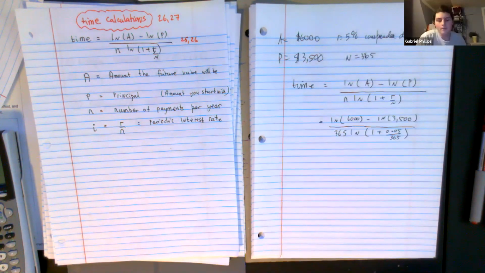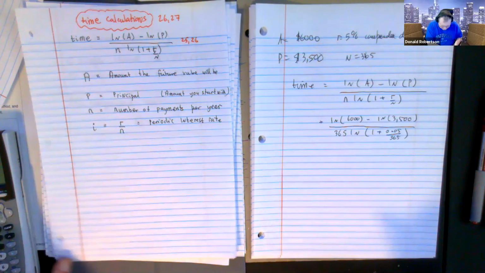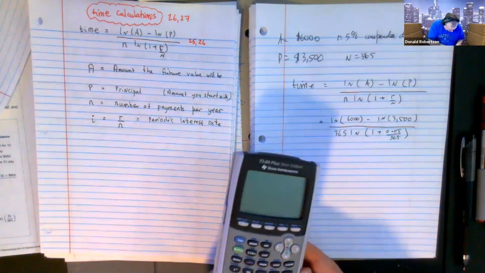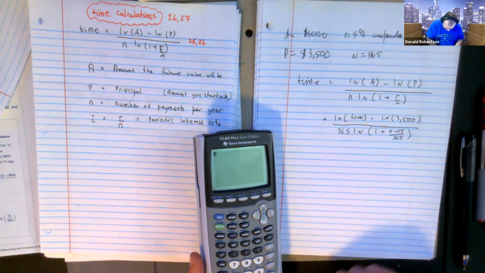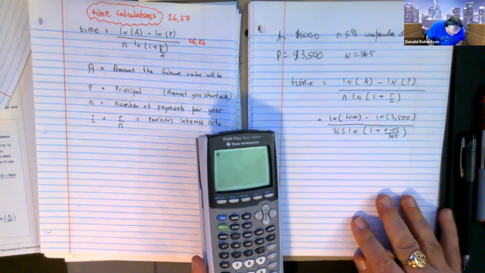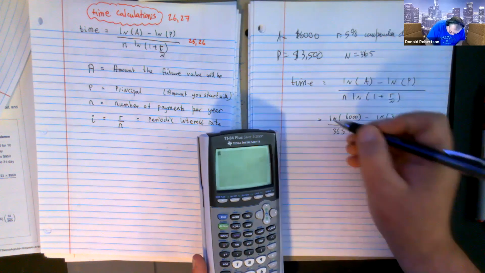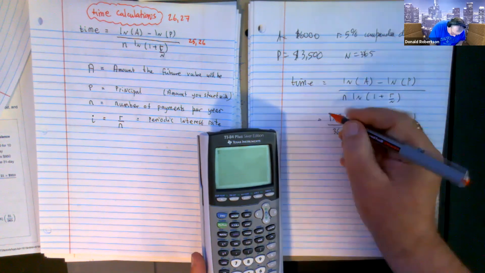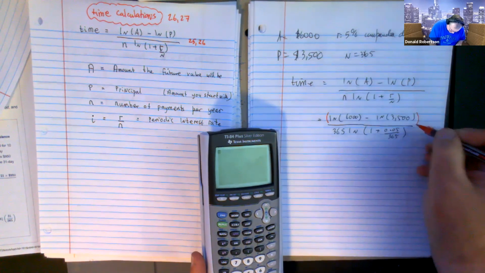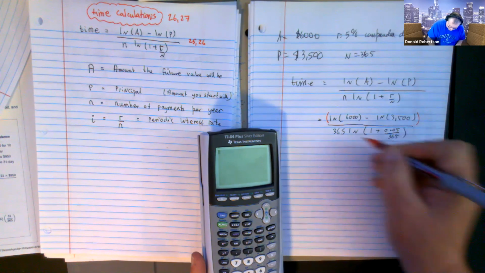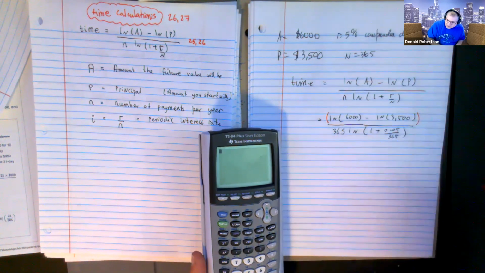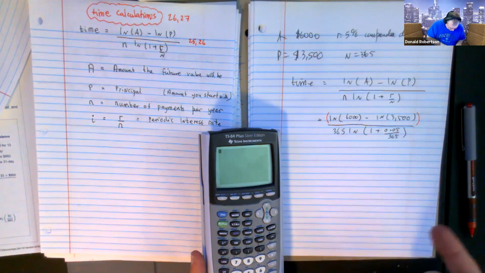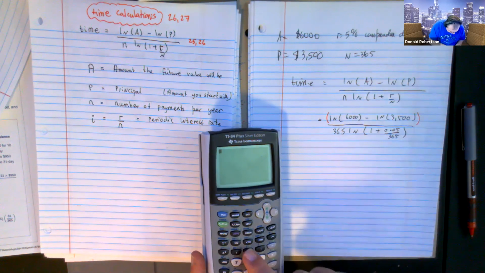Yeah. So now we need to make sure that the calculator does it, and sometimes that can cause problems because brackets are necessary. What do I mean by brackets are necessary? You need this thing inside a bracket divided by this thing in a bracket. If you don't put the brackets in, you'll get a number, it just won't be the right number. So bracket, the natural log of 6,000.